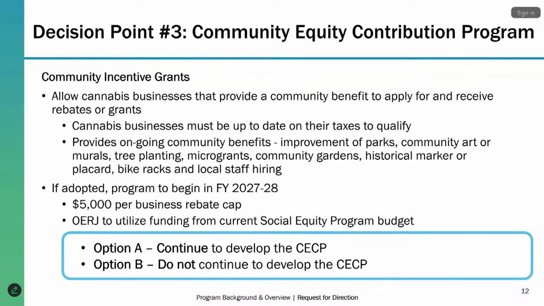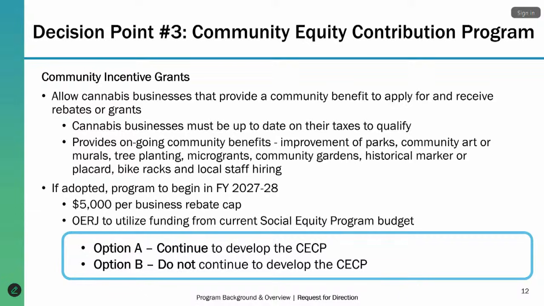Staff has identified an approach to the CECP that would allow cannabis businesses that provide a community benefit to apply for grants up to $5,000 per business with a matching component. We recommended businesses work with the community to implement community benefits. Possible benefits could be improvement of parks, community art or murals, tree planting, micro grants, community gardens, historical markers or placards, bike racks, and local staff hiring. To qualify, cannabis businesses must be up to date on their taxes and provide an ongoing community benefit.